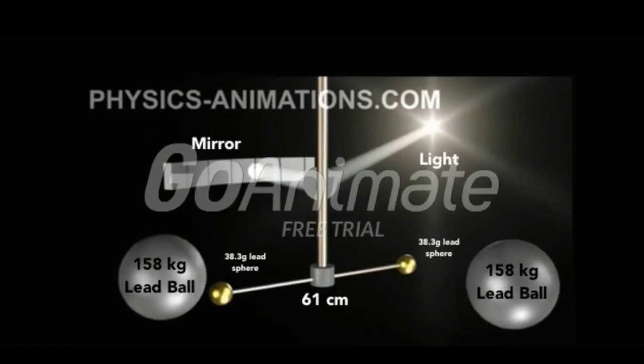The first part of the apparatus, called the torsion balance, consists of a 61 cm long light rod which was hung freely from a wire, along with two 38.3 gram lead spheres which were attached to its ends. Another two 158 kg lead balls were located about 22.9 cm away from the smaller ones, and held in place with a separate suspension system. Externally, a light is shone onto the setup. A mirror is fixed onto the rod as well, hence reflecting the light onto a wall.